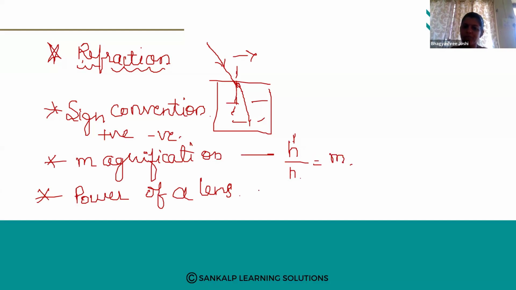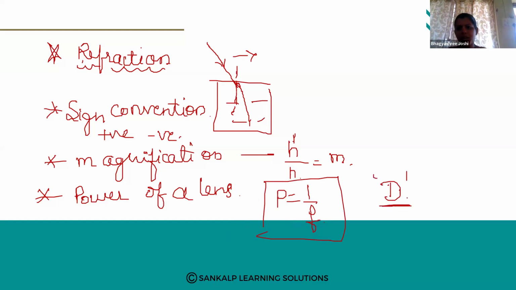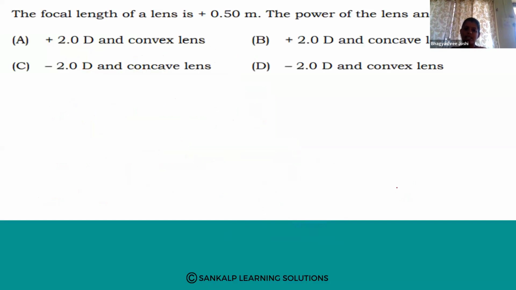Then power means what? It is the capacity of convergence or divergence. How much converging capacity is there, how much diverging capacity is there, that is called the power of a lens. And power of a lens, P is equal to the reciprocal of the focal length. Remember, the SI unit of power of a lens is diopter. That is denoted by the letter D.